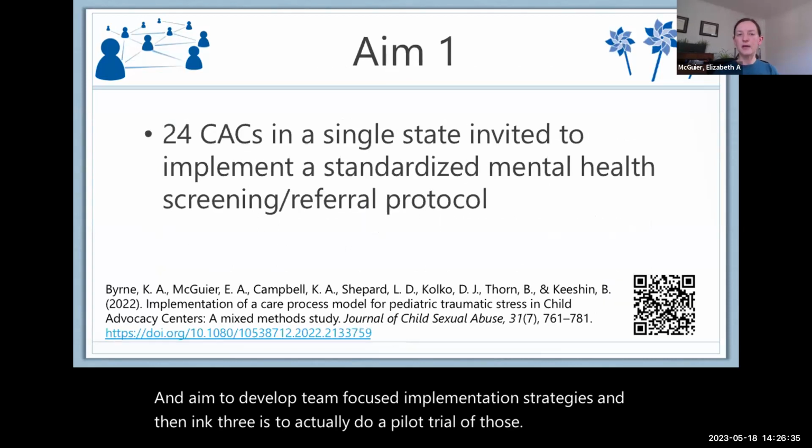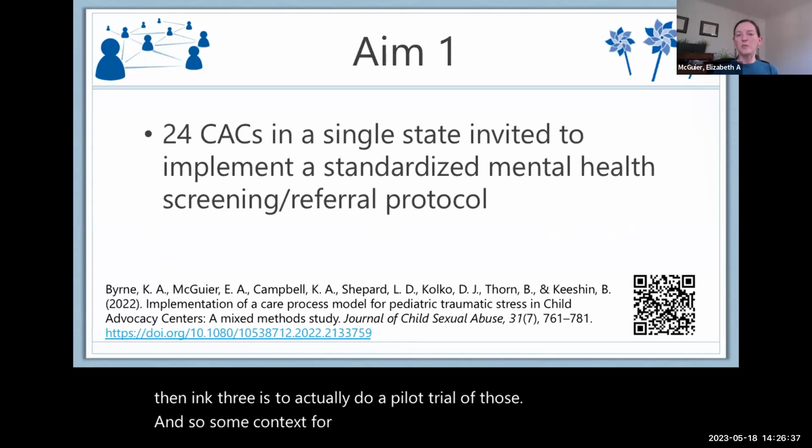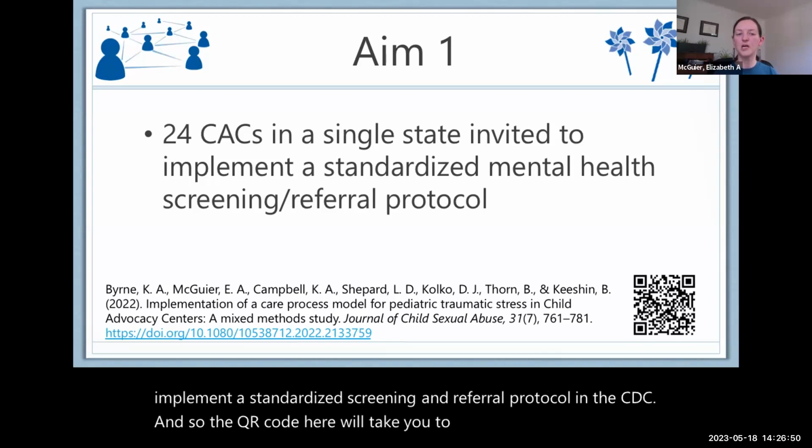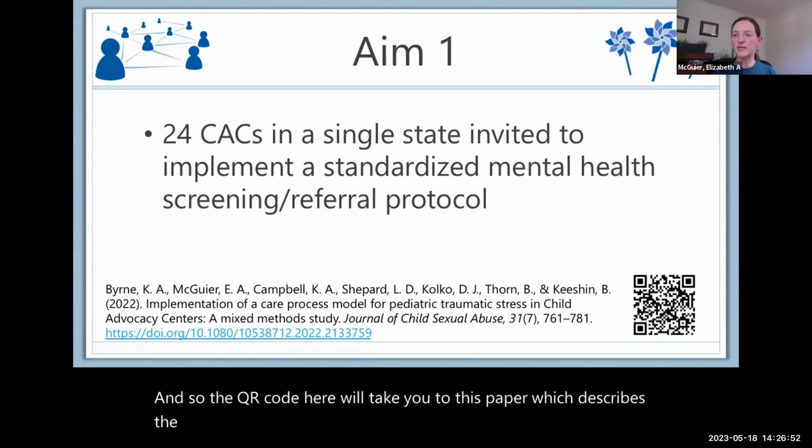And so some context for aim 1, there was a statewide effort to implement a standardized screening and referral protocol in the CACs. And so the QR code here will take you to this paper, which describes the implementation process and barriers and facilitators that we found.